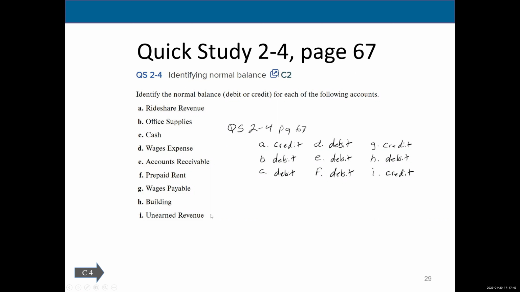Finally, unearned revenue. When you hear the word unearned, you know it's a liability. Okay? So it's a liability. Is a liability part of AID? No. So you must increase it with a credit.